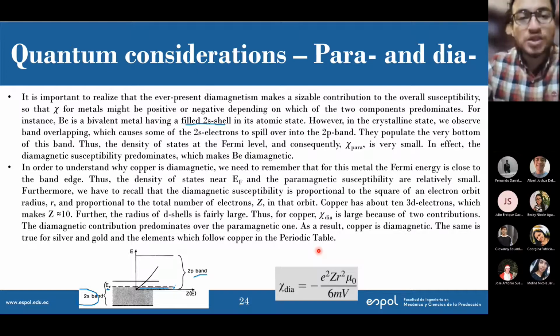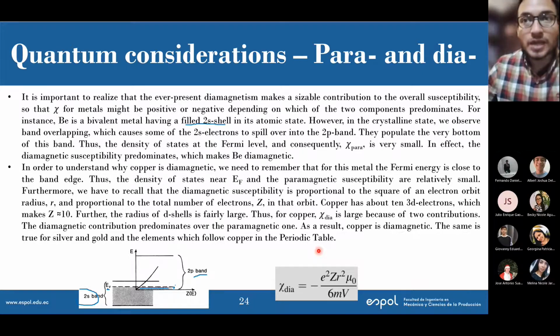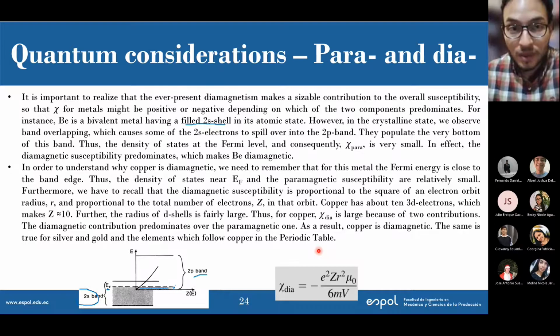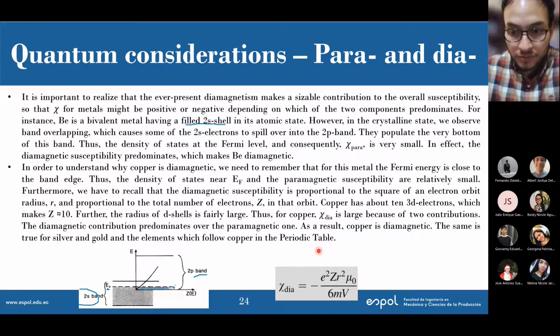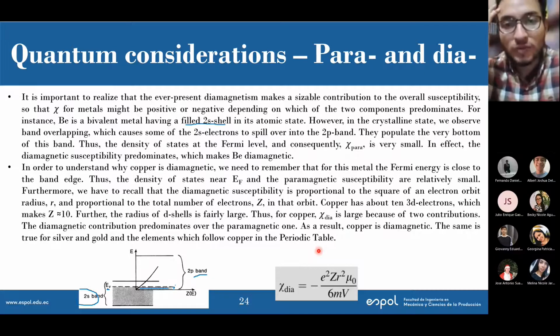So, just in short, you can say, if I have a small density of states near the Fermi energy, well, that's obvious, I have not many electrons capable of realigning. Therefore, I have a small paramagnetic behavior, and therefore my material will be diamagnetic. Now, if you dope, let's say, intrinsic semiconductors, you will definitely have at least a small contribution of paramagnetism.